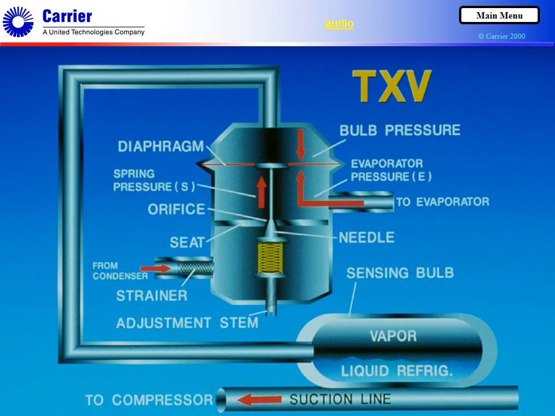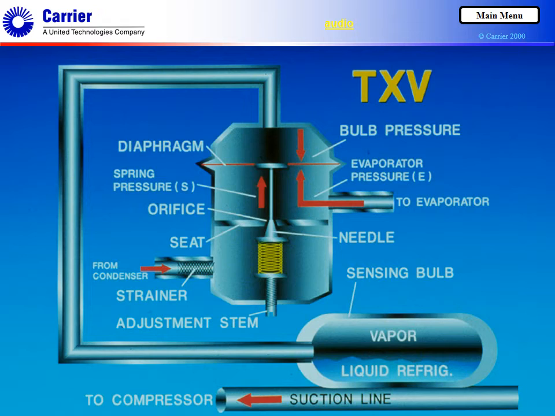Like the automatic expansion valve, the thermostatic expansion valve, often abbreviated TXV, has a diaphragm with a needle and seat below it. It differs, however, because the adjustment spring is below the diaphragm rather than above it. The pressure exerted on the underside of the diaphragm is a combination of evaporator and spring pressures. The pressure on top of the diaphragm comes from a small cylinder called the remote sensing bulb or feeler bulb.